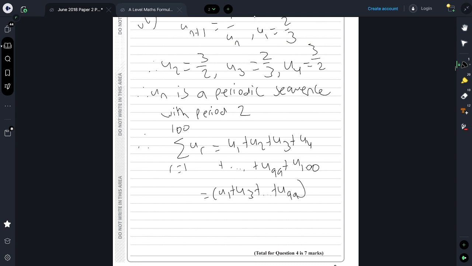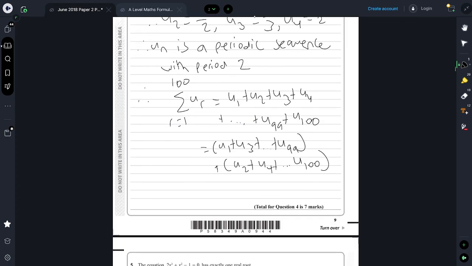Every odd number gives the same result, okay? And likewise, every even result will give us a different one. So we can split this up like this. You don't have to write this though.